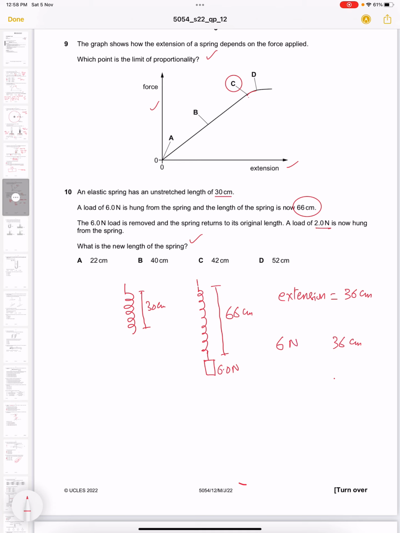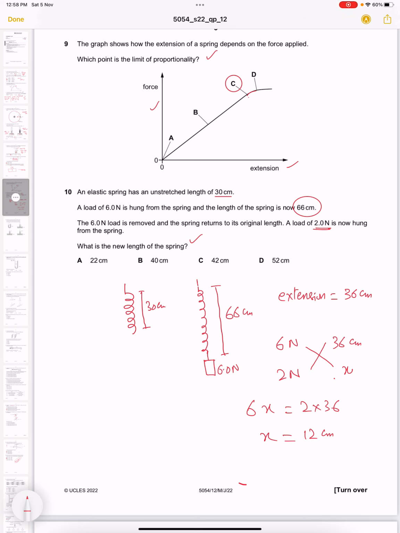So when the load is 2 Newton now, what will be the extension? So it's direct proportion between extension and load. So by multiplying in cross, we get 6x is equal to 2 multiplied by 36. 6 will be divided and we get x is equal to 12 centimeter.